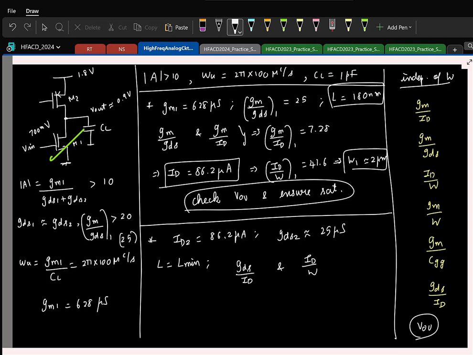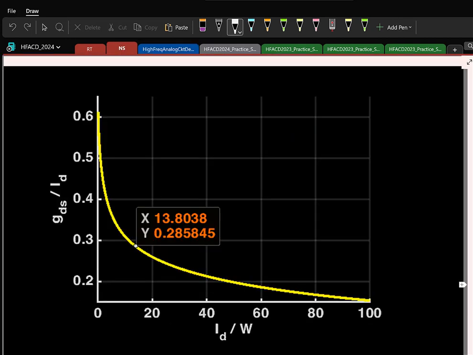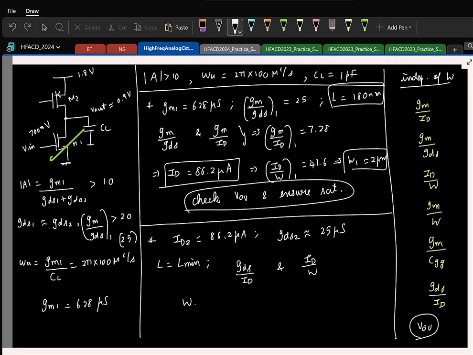So once you do this, you can get the width. And here I think I did that. This GDS by ID versus ID by W, and I find the ID by W as 13.8 or whatever. I think that gave width as 6.25 micrometers approximately.